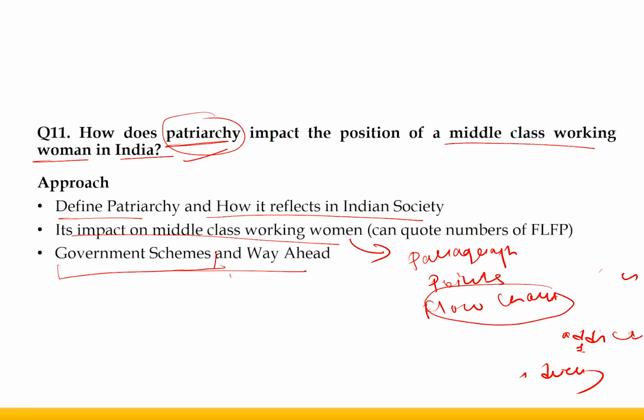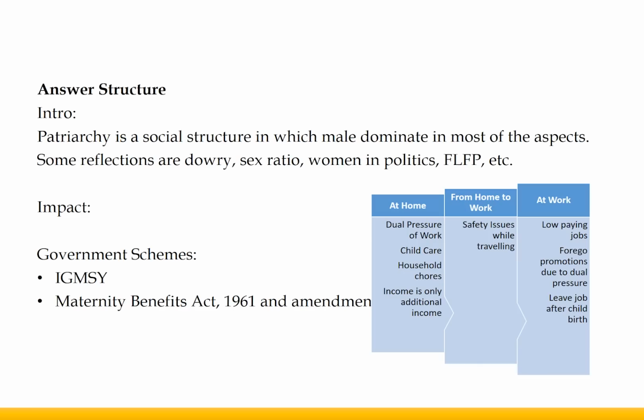All right, so we'll come to the answer now. In the answer structure, the introduction, as I told you earlier: patriarchy is a social structure in India in which males dominate in most aspects. Some reflections of patriarchy in India are dowry, adverse sex ratio, and fewer women in politics. Then female labor force participation rate. There was a report in 2016 that you can use, which showed a drastic decrease in female labor force participation rate in India, particularly in the urban areas, etc.